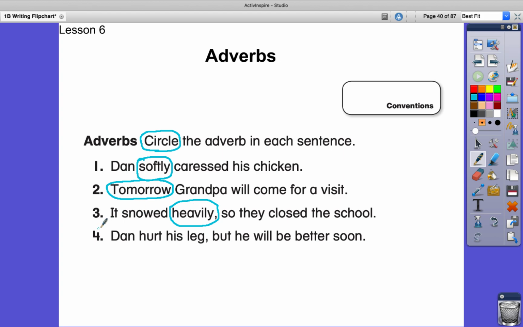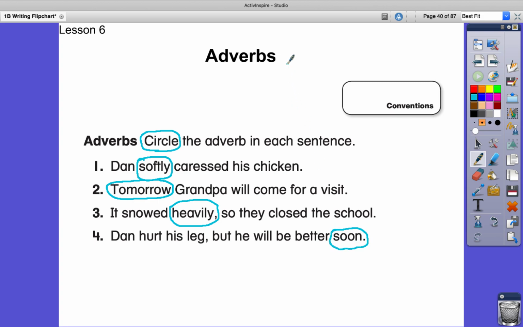Okay, number 4. Dan hurt his leg, but he will be better soon. Okay, so we saw this example on the previous page. This is going to answer the question, when will Dan feel better? He will feel better soon. So we should circle soon as our final adverb.